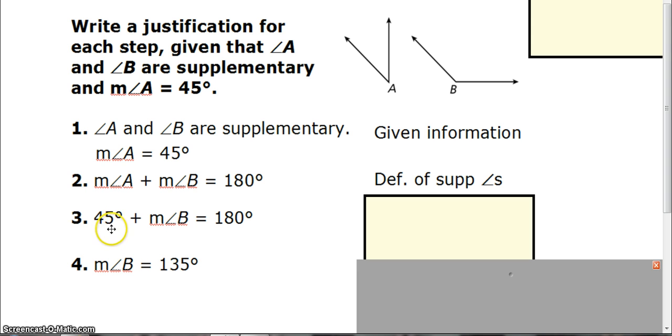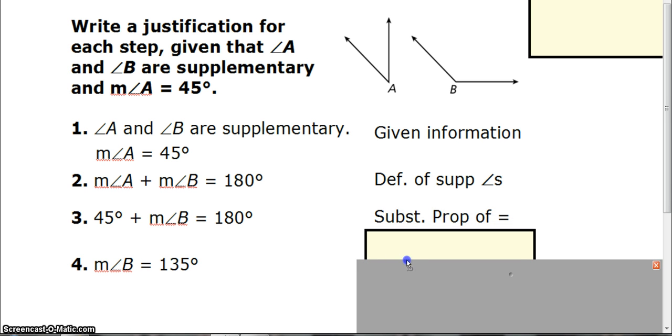45 degrees plus measure of angle B equals 180. So where did this 45 come from? In line 2 it said measure of angle A, and we can see that this is given information, isn't it? So we're taking information and inserting it. What do we call that? Substitution. Good. Substitution property of equality.